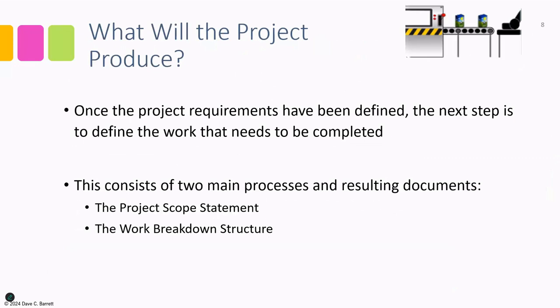Now, what will the project produce? Once the project requirements have been defined, the next step is to define the work that needs to be completed. A note should be made at this point that the scope of the project does not always completely equal the requirements. Sometimes the requirements are greater than what is possible because remember, the requirements are a list of what the stakeholders would want or need. It's not constrained by anything. There's no budget on that.